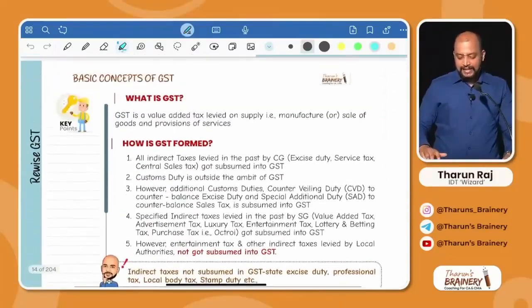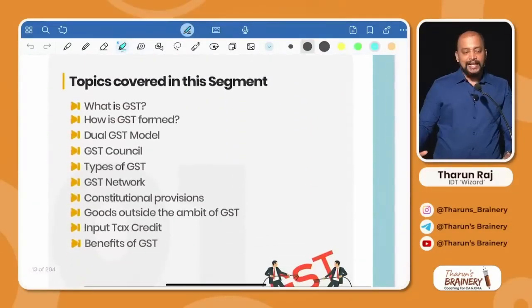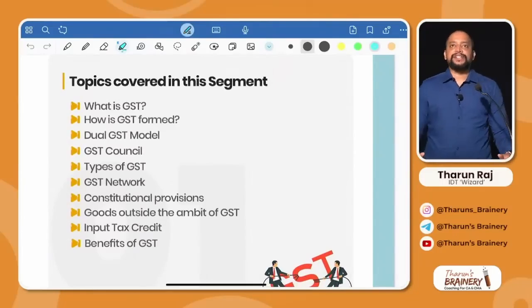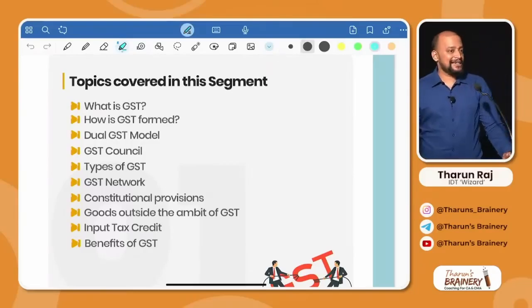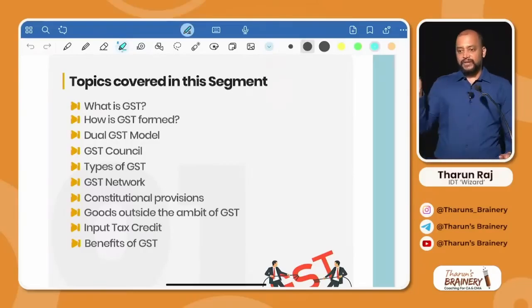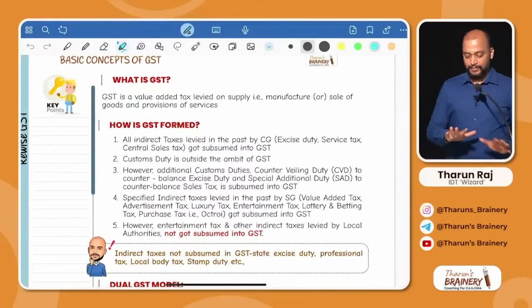Now, this is the first chapter, basic concepts of GST. In this chapter, these are all the things that we are going to cover: what is GST, how GST is formed, etc. This page we will come back to later after completing this information.